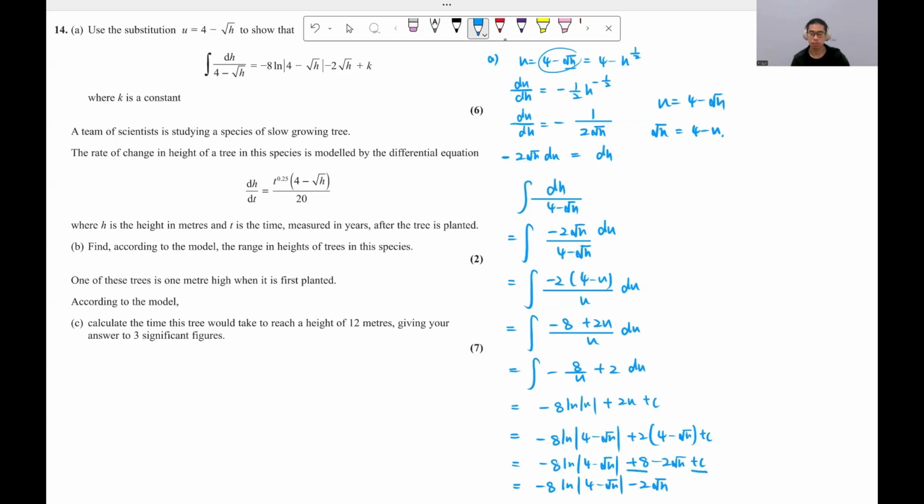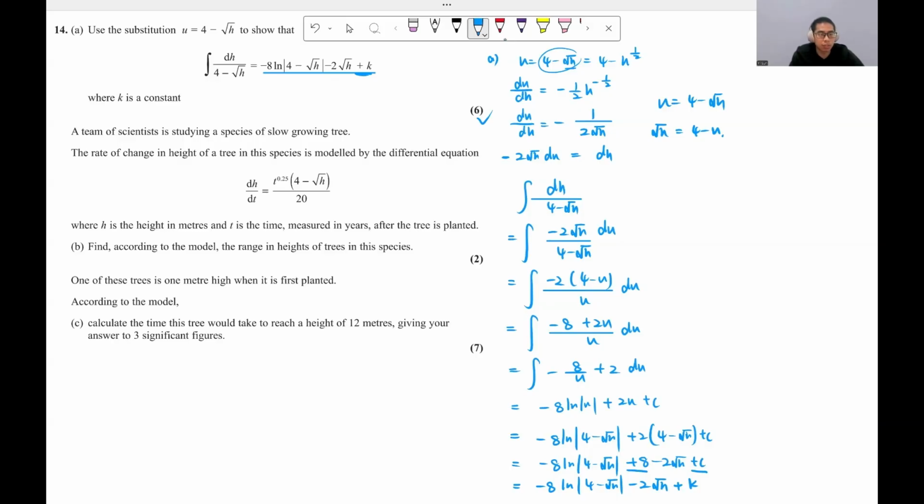Constant plus constant is just some other constant, and the final one we can leave as k, so we can just use k to represent it. Then that will be the final expression we need to get. So 6 marks. And then let's look at the next part.